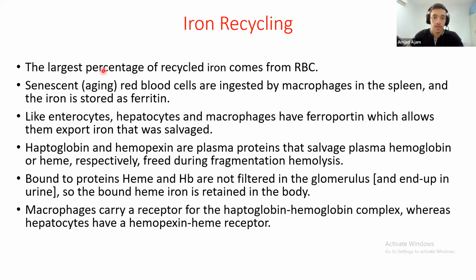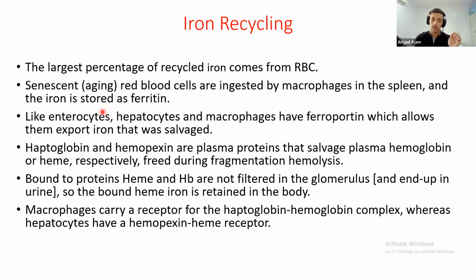Iron recycling. I think everything stated here is what I said, but let's go through it. Most of the iron we get is from the recycling of RBCs, not from the diet. The senescent, old or aging RBCs go to the macrophages in the spleen. They will be digested, and therefore the iron is released from them and stored as ferritin. However, if our body needs this iron, it will be released.